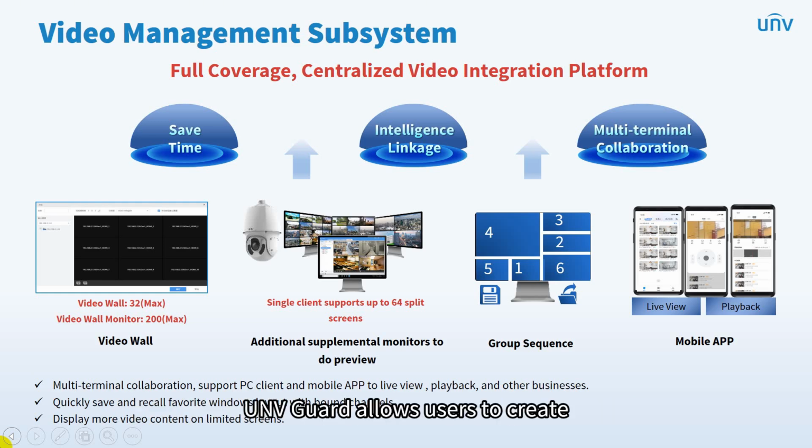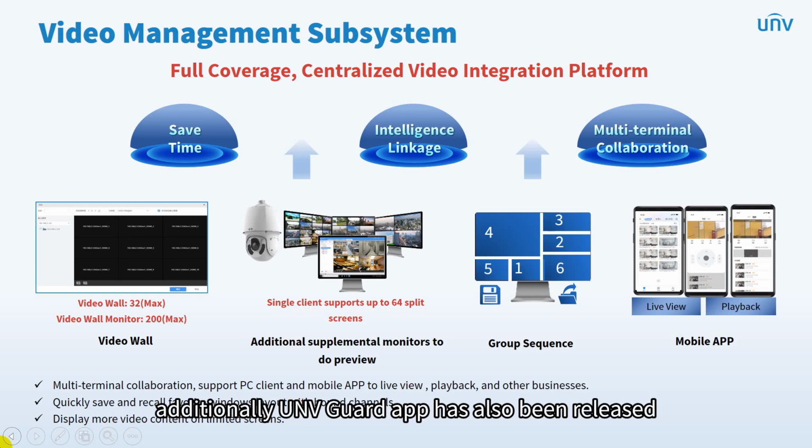UNV Guard allows users to create video wall layout on the client and bind video output channels of decoders to play videos on a physical video wall. Our PC client supports 64 screen splitting, can connect up to 32 video walls and 200 monitors.